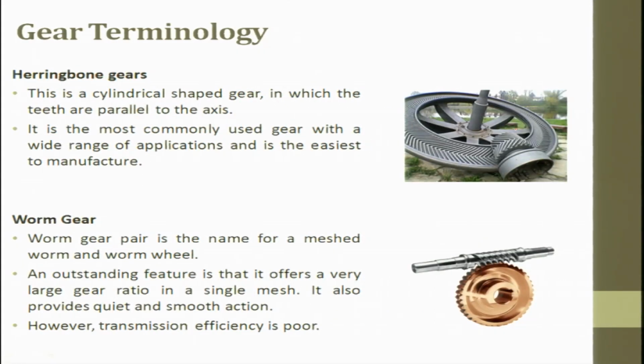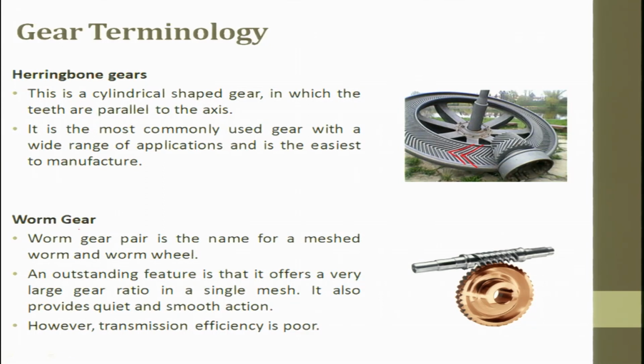Herringbone gear. You see herringbone, right. This is like a fish bone on both sides. This is a cylindrical shaped gear in which the teeth are parallel to the axis. This is a commonly used gear with a wide range of applications, and it is also easy to manufacture. Please do not compare it with spur gear and helical gear; it is a little complex, but still herringbone gears are easy to manufacture, and they have a lot of applications where you want to transmit more torque.